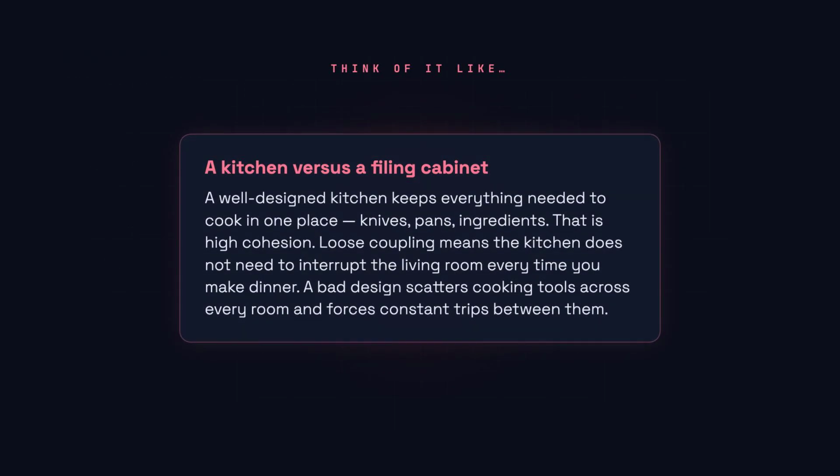Think about how a kitchen is organized. Everything you need to prepare a meal lives in one room, grouped by purpose. That is cohesion. And the kitchen works independently. It does not need to borrow things from every other room to do its job. That is loose coupling. When a room does need something from another, there is a single clean handoff point, not a tangle of dependencies running through walls.